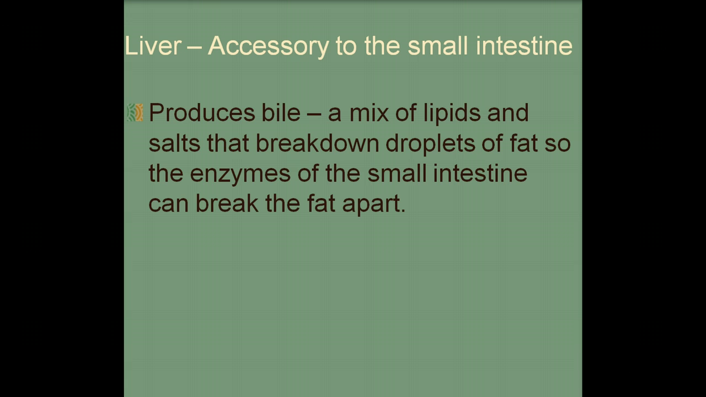Another accessory organ to the small intestine is the liver. The liver produces bile, which is a mixture of lipids and salts that break down droplets of fat, so the enzymes of the small intestine can break the fat apart, allowing them to be absorbed by the villi.